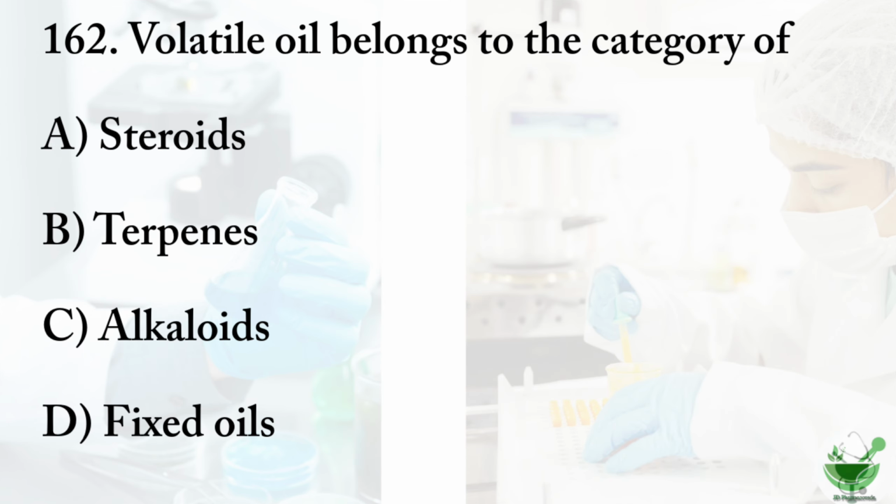Next question. Volatile oil belongs to the category of options A steroids, B terpenes, C alkaloids and D fixed oils. The correct option is terpenes. So volatile oil belongs to the category terpene.